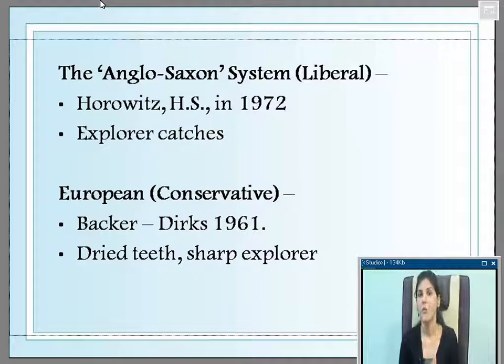Now why is it called liberal? Because this action of the sharp explorer, like I explained before, can push the caries deeper into the tooth. So it is a more liberal system, using liberal criteria for diagnosing Pit and Fissure caries. That is a large cavitation, softness of base, the explorer is catching when you are probing the Pit and Fissure of the teeth.